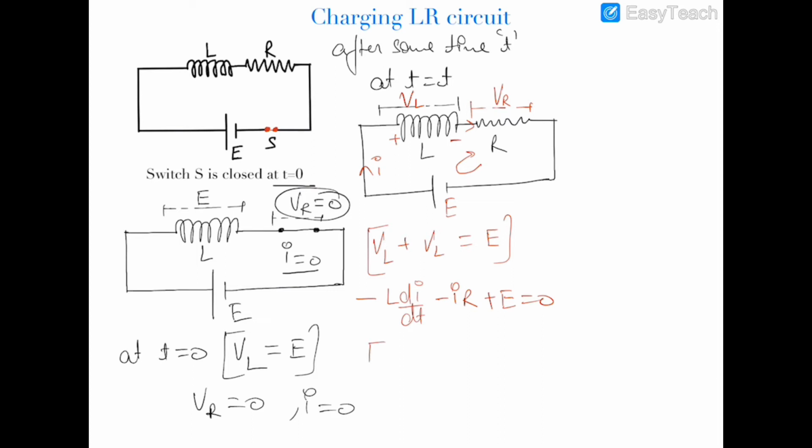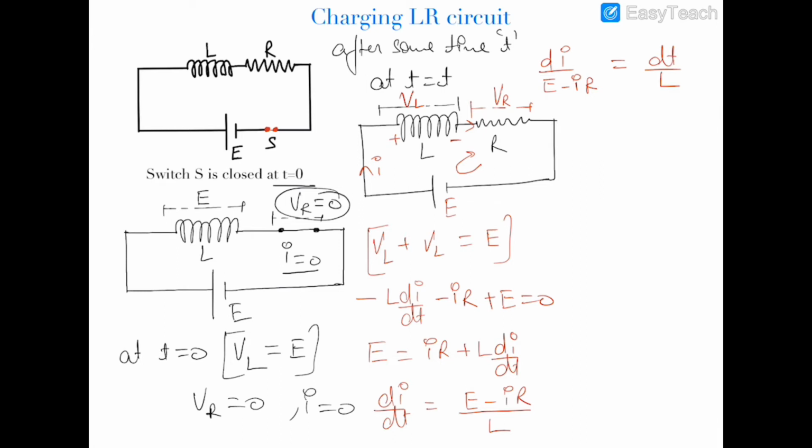So this E will be equal to IR plus L di by dt, or in fact I can say that di by dt is equal to (E minus IR) divided by L. Now I will separate out the terms, and I will write that di upon (E minus IR) is equal to dt upon L, and integrating both the sides with proper limits, I would apply the limit from 0 to I here and from 0 to t here.